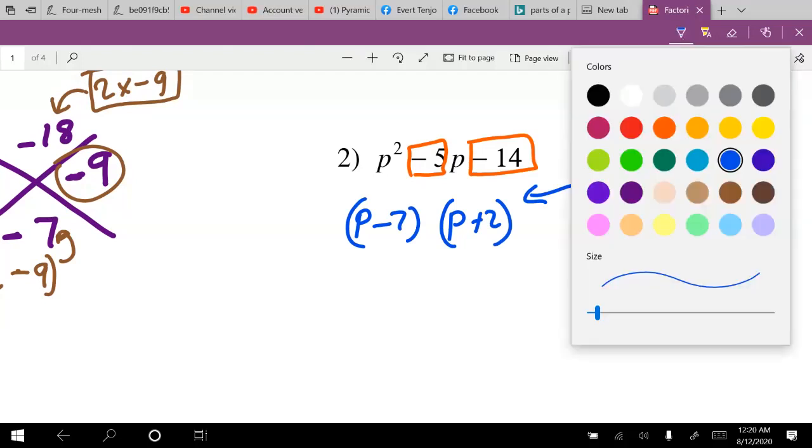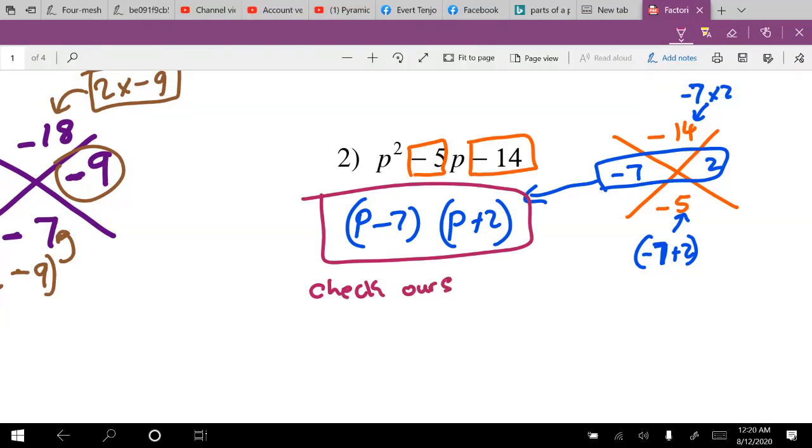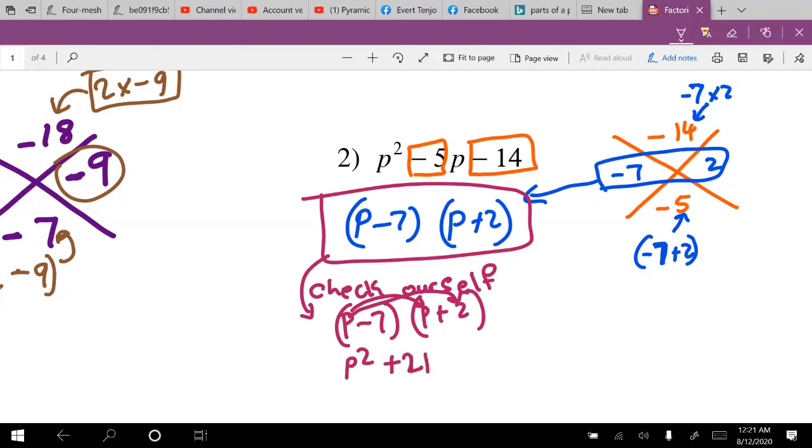If we check, let's check if we expand this, we're going to get. So that's the answer. But we want to check. Let's check if we're right. Check ourselves. I'm going to expand this. P minus 7, P plus 2. So P times P will be what? P squared. P times 2, and a positive 2P.